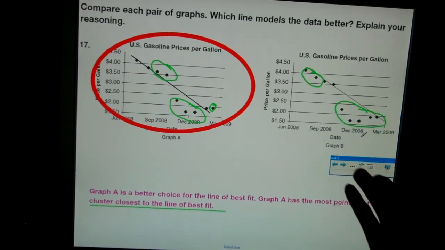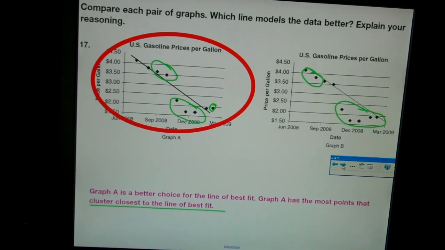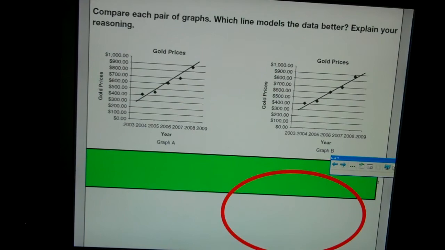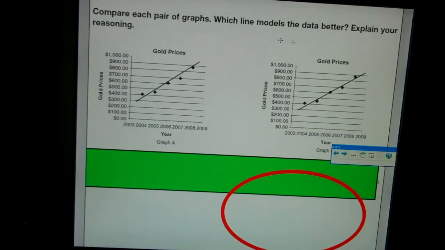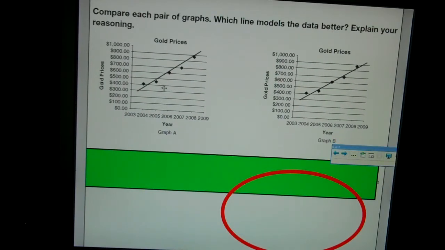Okay, so this is interpreting a line of best fit. You don't have to write it, you've already been given it. Okay, here's another one. Let me get this tool. Compare the graphs. Which line models the data better? So again, the same exact graphs. Which one is a better fit? Okay, go ahead and pause it. Write your answer, A or B and why.